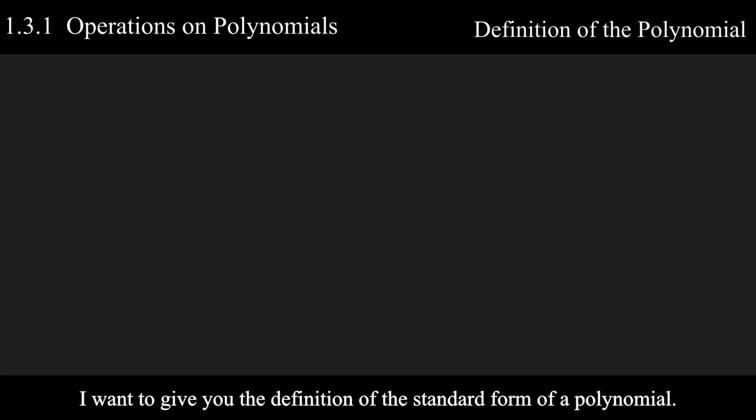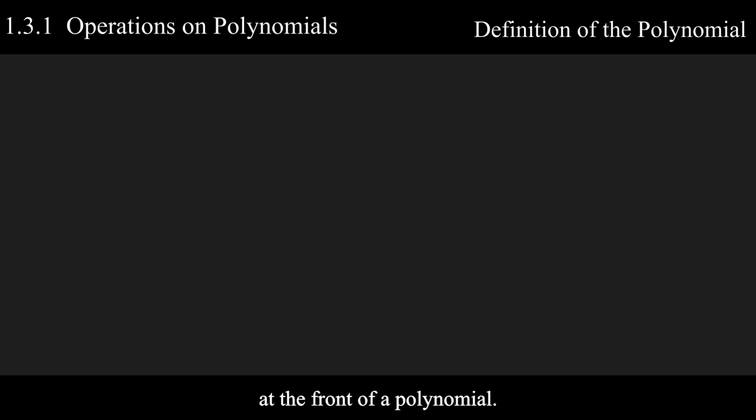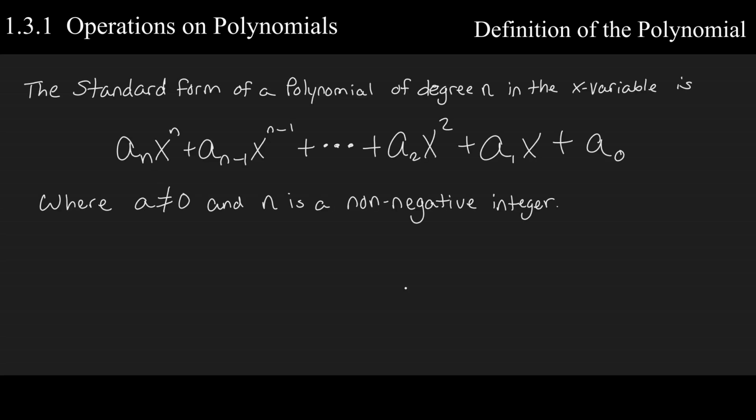Before moving on to some examples, I want to give you the definition of the standard form of a polynomial. Earlier, I mentioned that you always want the highest degree term at the front of a polynomial. That is what puts a polynomial in standard form. The standard form of a polynomial of degree n in the x variable is a sub n x to the n plus a sub n minus 1 x to the n minus 1 plus, and so forth, on to plus a sub 2 x squared plus a sub 1 x plus a sub 0, where a sub n cannot equal 0 and n is a non-negative integer.